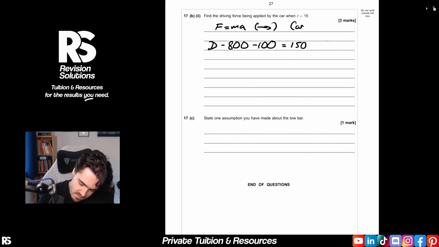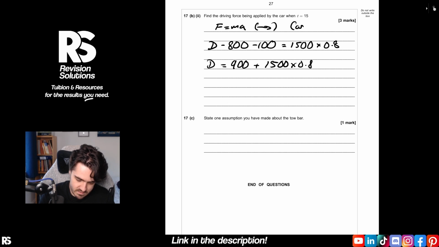1,500 times the car's acceleration, which was also 0.8 meters per second squared. And then rearranging here, D would equal 900, if we brought those over to the other side, plus 1,500 times 0.8. So plugging that into a calculator, that would give us 2,100 newtons.